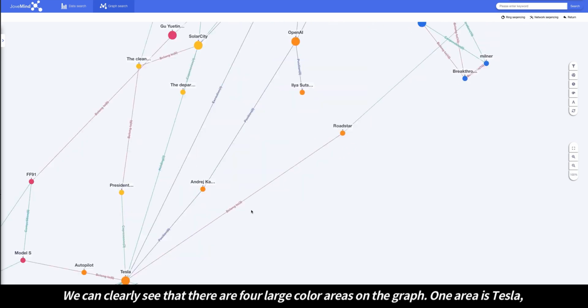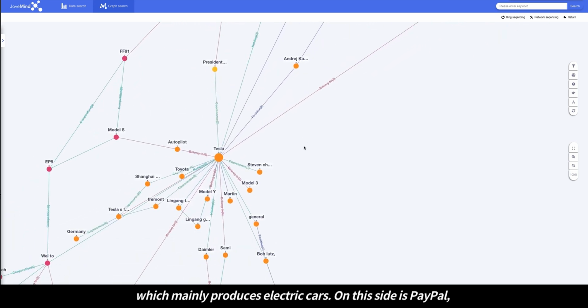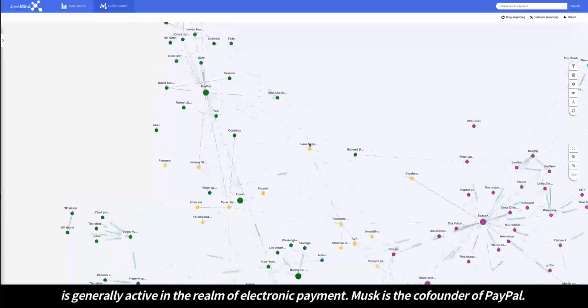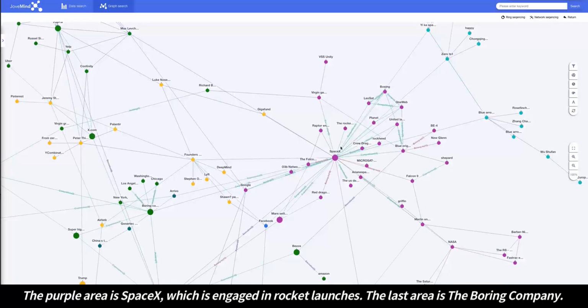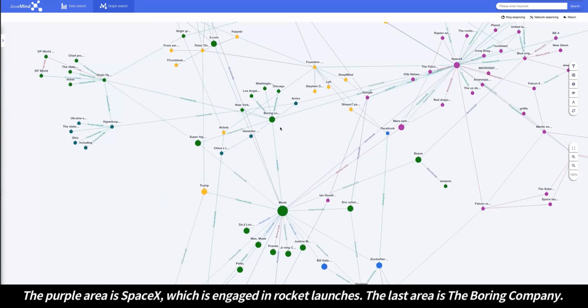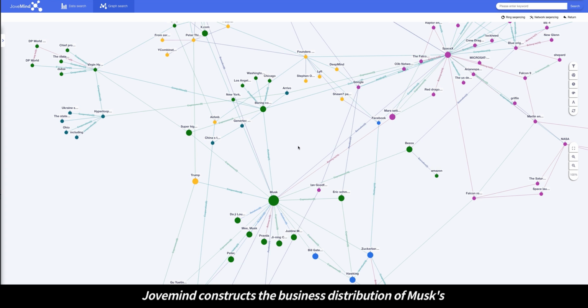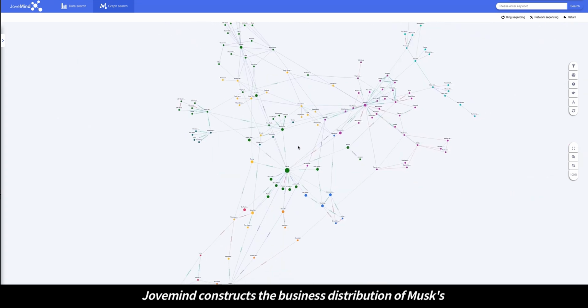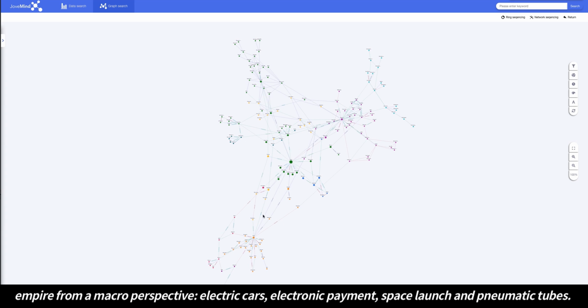One area is Tesla, which mainly produces electric cars. On this side is PayPal, which is generally active in the realm of electronic payment. Musk is the co-founder of PayPal. The purple area is SpaceX, which is engaged in rocket launches. The last area is The Boring Company. JoveMind constructs the business distribution of Musk's empire from a macro perspective: electric cars, electronic payment, space launch, and pneumatic tubes.